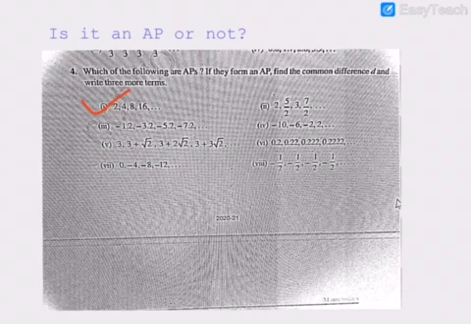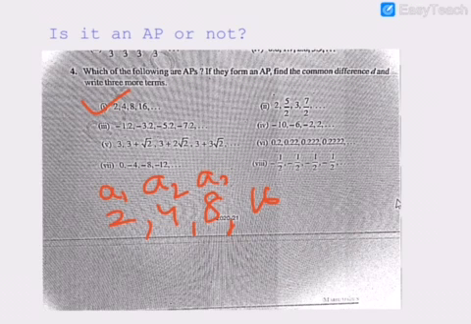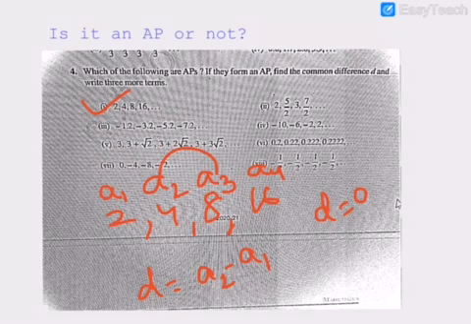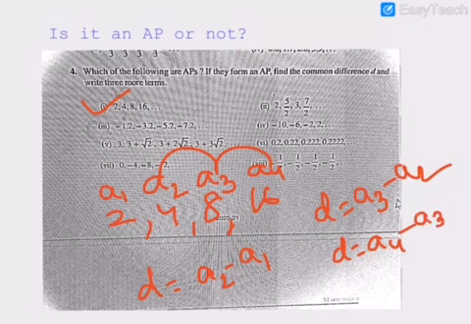Is it an AP? 2, 4, 8, 16. How do we do this? This is the first term. The second term we represent as A2. The third term we represent as A3. The fourth term we represent as A4. How are we finding the common difference? We subtract the first term from the second term. Common difference is equal to A2 minus A1. Similarly A3 minus A2. Similarly A4 minus A3. When we do this, every time we should get the same value.